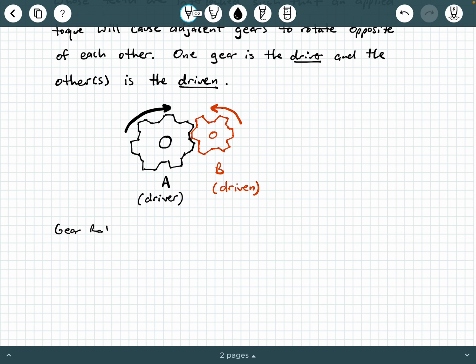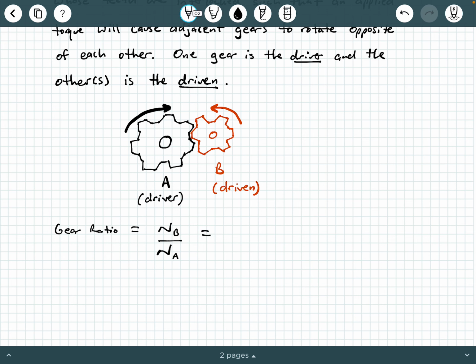Gear ratio. Now, this can be defined a few different ways. One way it can be defined is the number of teeth in the driven gear divided by the number of teeth in the driver gear. So that's going to be the number of teeth in the driven gear, in this case B, divided by the number of teeth in the driver gear, in this case gear A, all right?